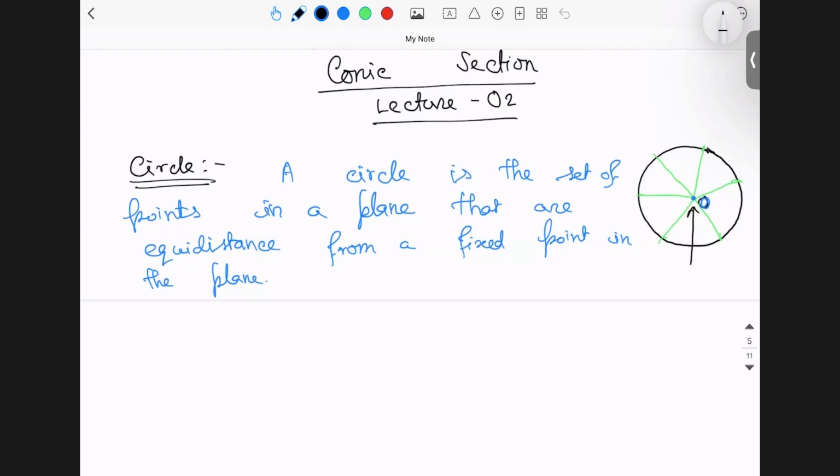This O is called the center of the circle. And the green line denotes the distance from any point of the set denoted by the black line to the center. This distance is called the radius. R is called the radius of the circle.